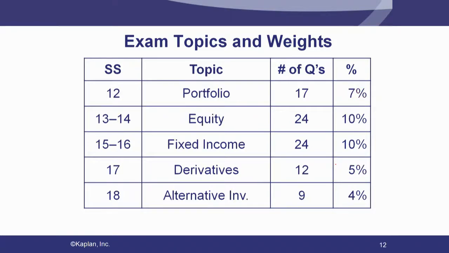And then for the rest of it here, you can see some 10% weights on equity and fixed income debt securities, and smaller weights on derivatives, and finally 4% for study session 18, alternative investments. You need to keep this in mind while you're studying.